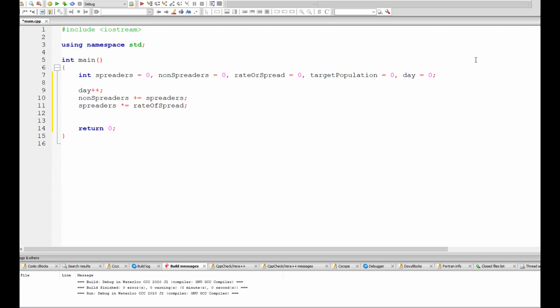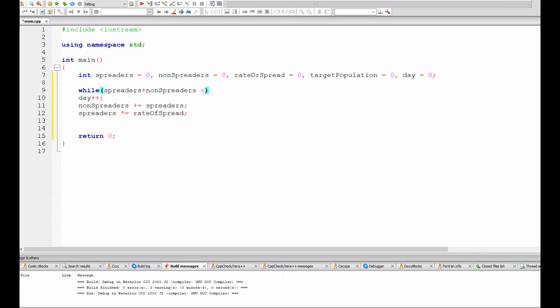All right, and what we are going to do is loop this, and we're going to say while the spreaders plus non-spreaders, that's the entire diseased population. The entire population that has the sickness, spreaders and non-spreaders, is less than. Let's go take a look at the assignment again to see: is it less than or equal to, or is it just less than? Okay, so let's go take a look here.